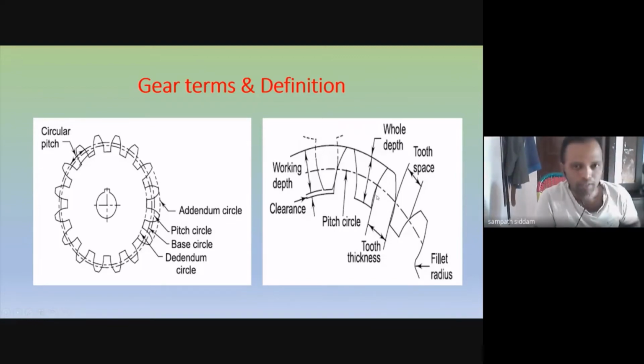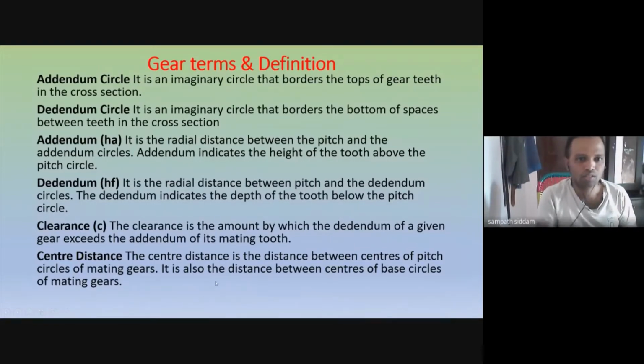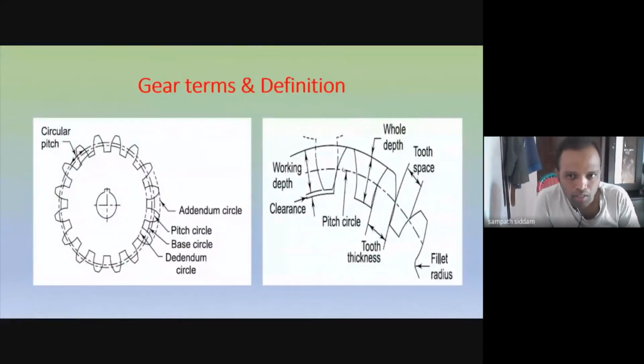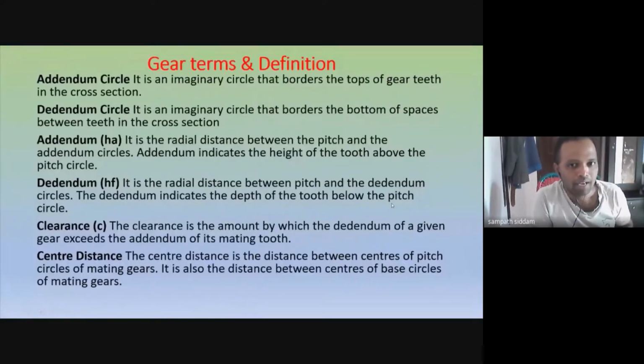Okay, and next we move on to the center distance. Just before, we learned about the velocity ratio, and another important one is the center distance. The center distance is the distance between the centers of the pitch circles of mating gears. It is also the distance between the centers of the base circles of your mating gears. If you have another gear coming in contact with the first, the distance from one gear to the other is what we say is the center distance.